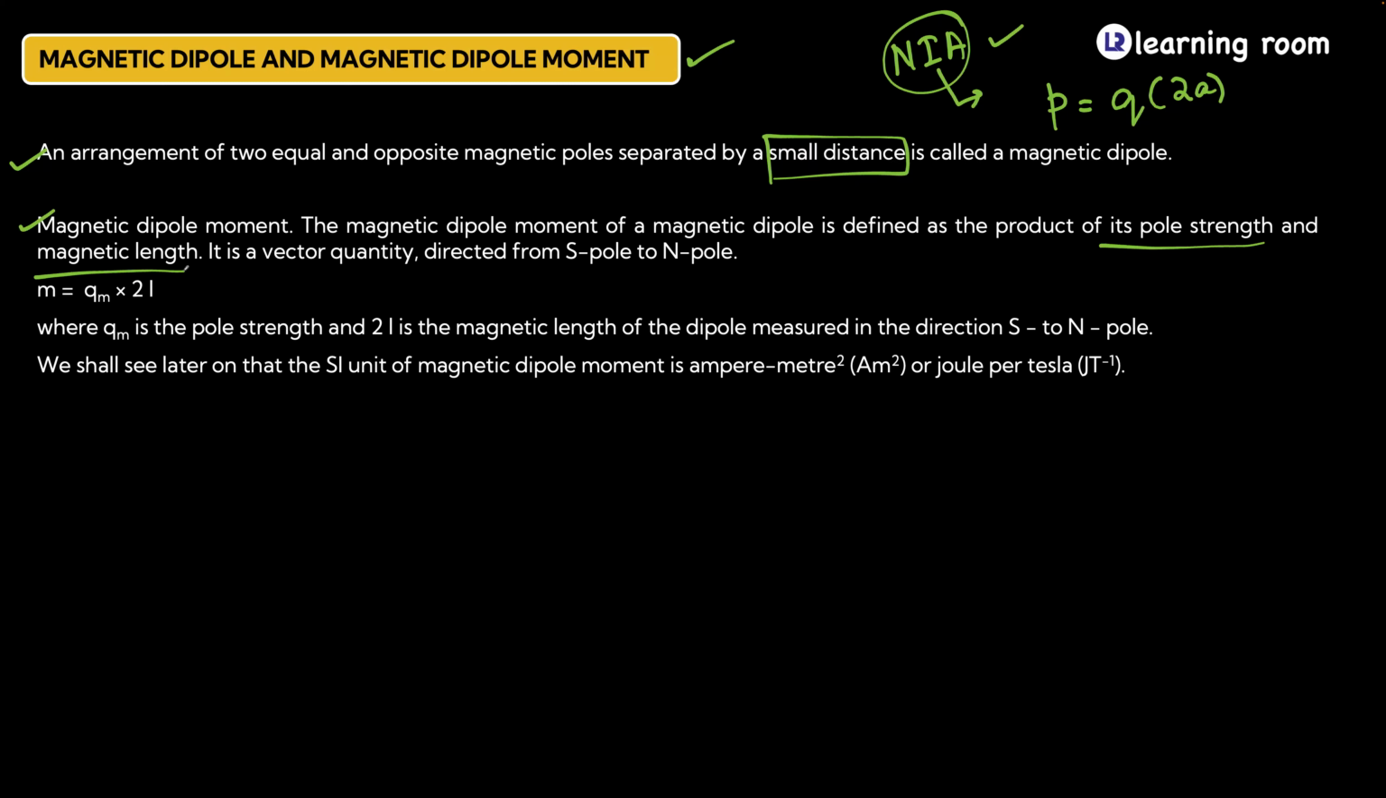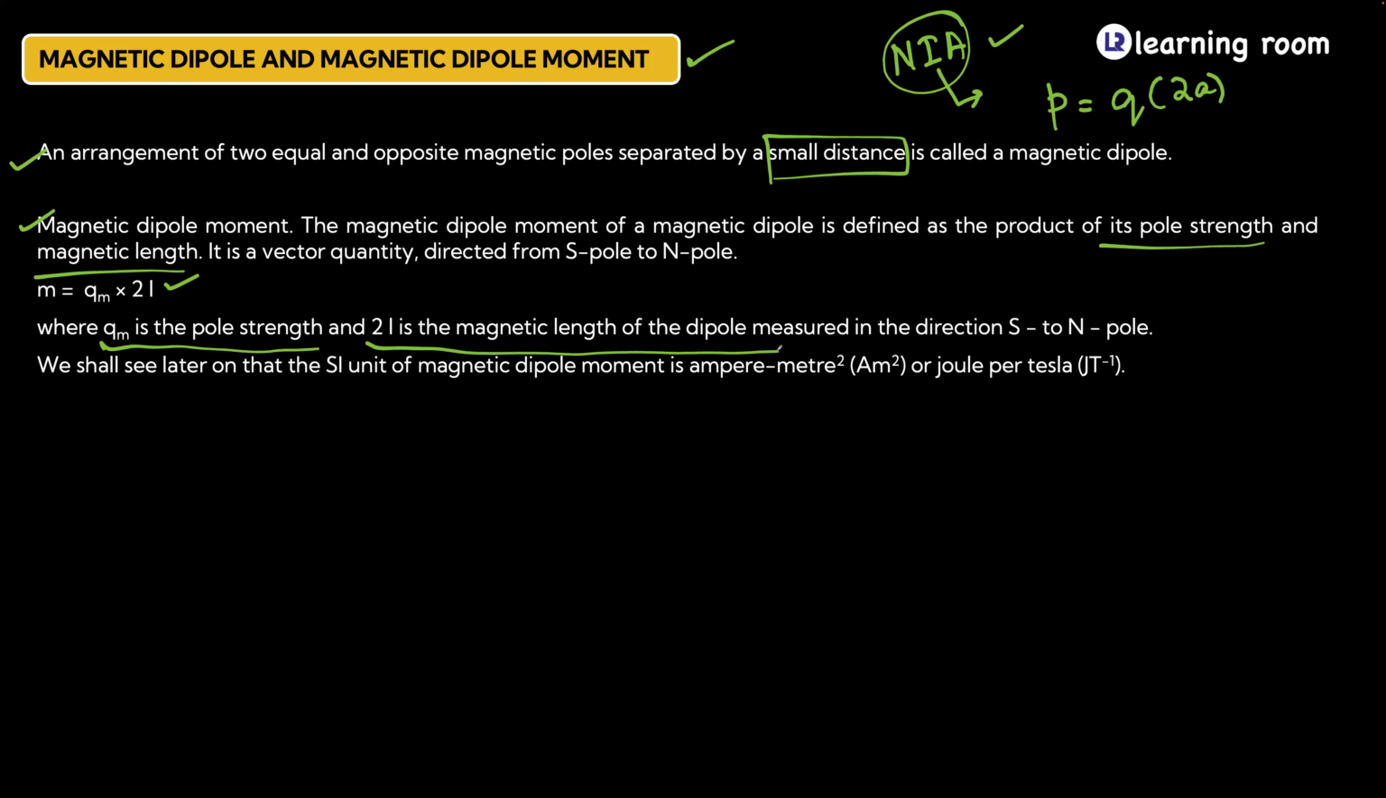Because all the distances are measured from the center, when you break it into two sides, it will be A and A. Same logic, 2L. Okay, so what is it? It is defined as the product of its pole strength and the magnetic length. So magnetic dipole moment is going to be equal to Qm into 2L, where Qm is called the pole strength and 2L is called the magnetic length of the dipole.